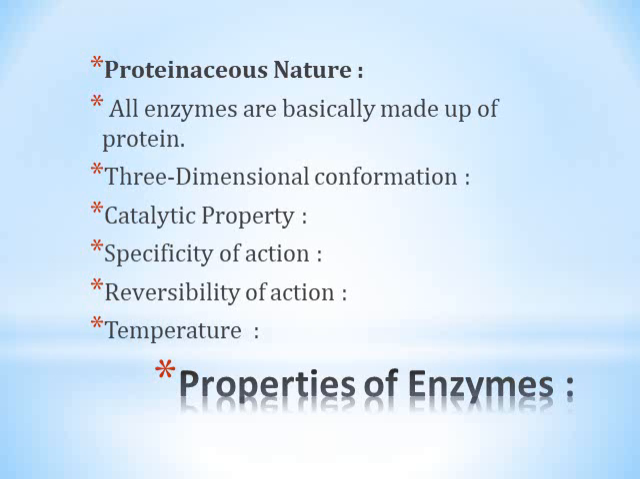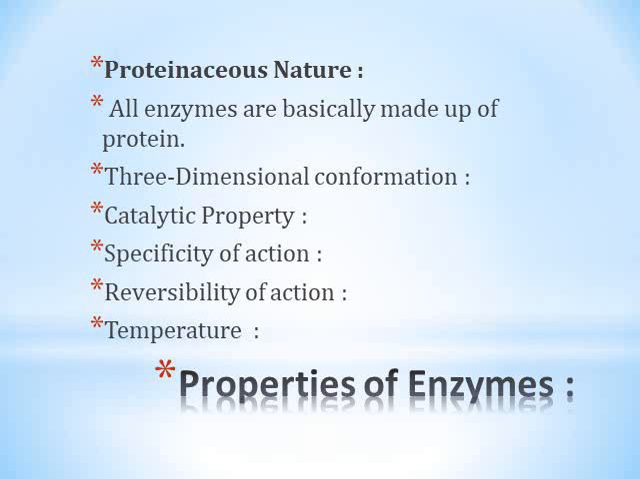Both these enzymes, pepsin and trypsin, are protein digesting enzymes. So remember, protein digesting enzymes pepsin and trypsin. Pepsin is released in the stomach and the optimum pH of pepsin is 2, which is acidic, and for trypsin the pH is 9.5, which is alkaline.